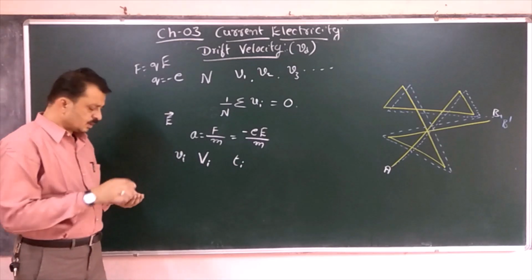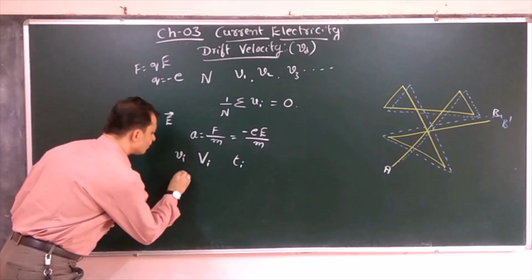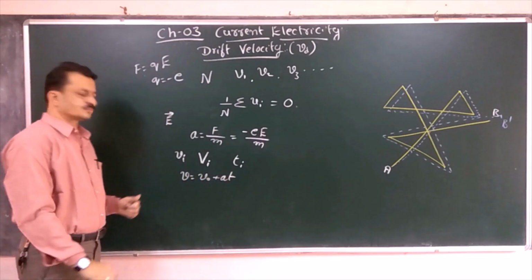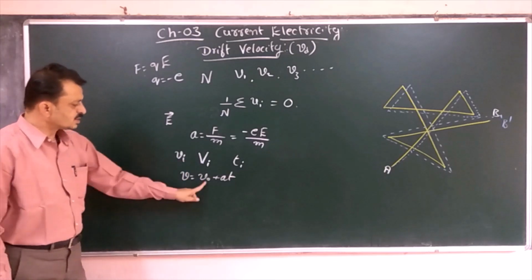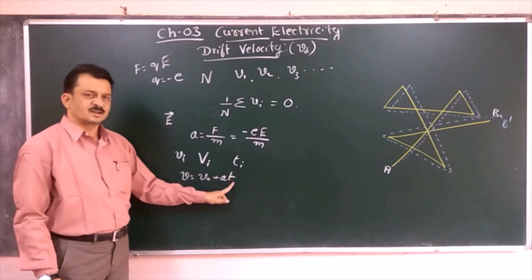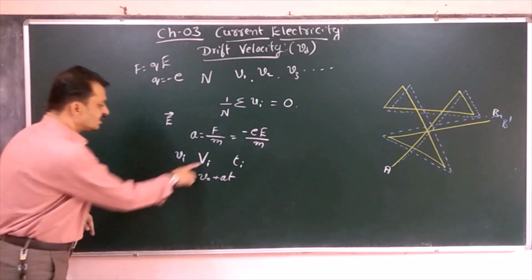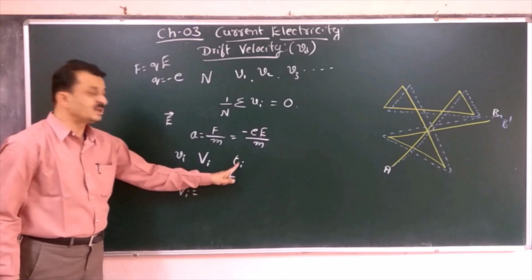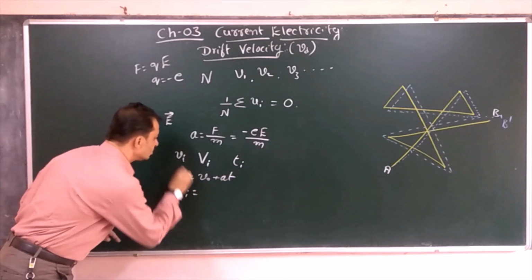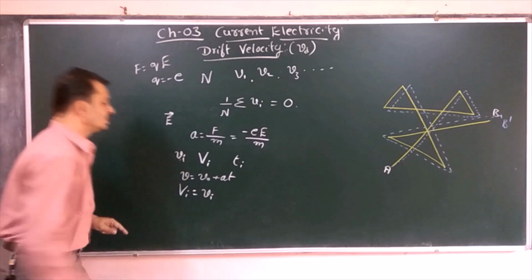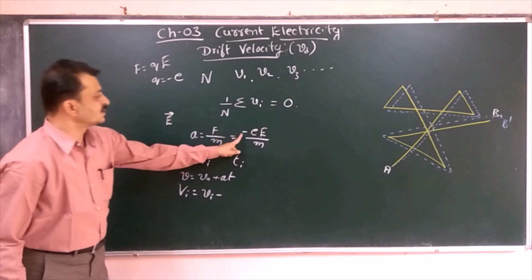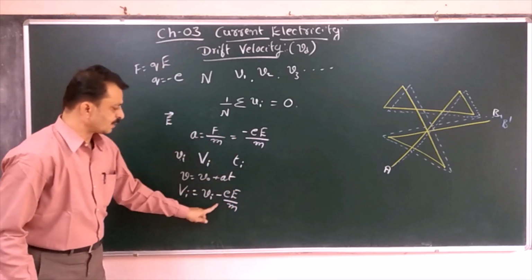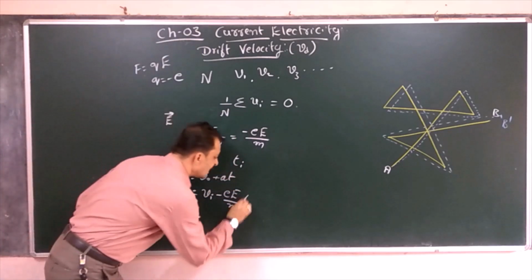Then by the simple relation we know, V is equal to V naught plus a t. That kinematic equation we know. So initial velocity, final velocity at a time t. By using that relation, I will get capital Vi, the velocity after time Ti seconds, is equal to initial velocity vi plus acceleration, as given, minus e E divided by m, that acceleration I am substituting, times the time Ti.